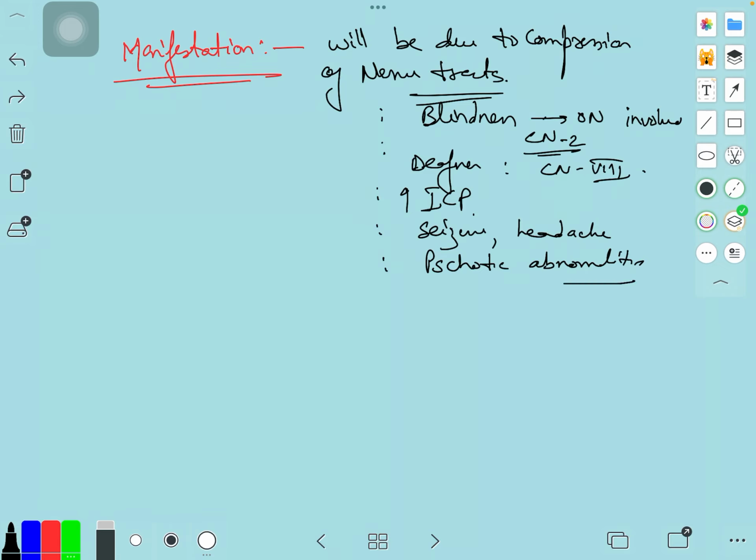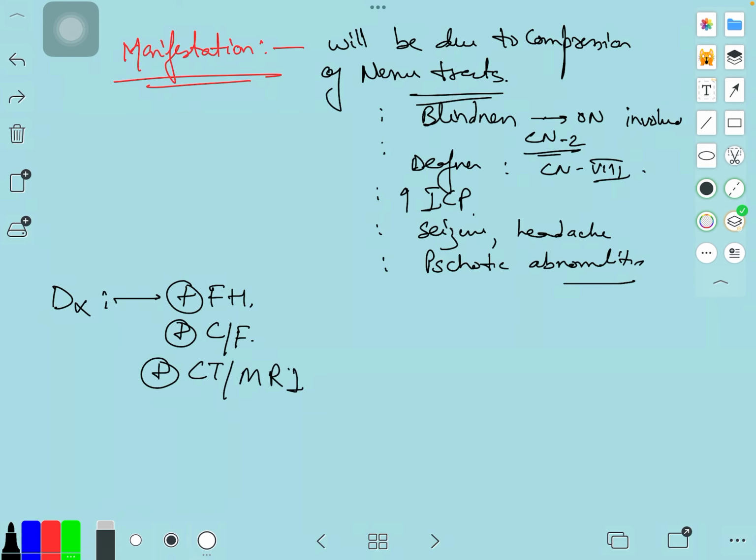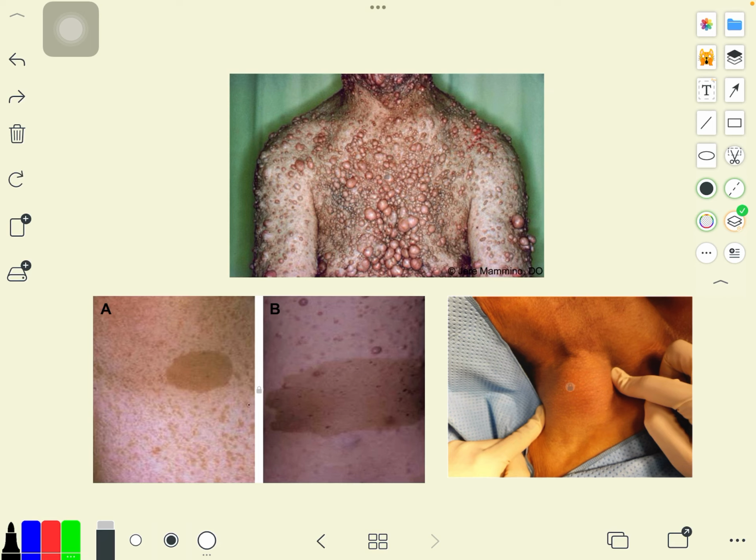Now, how to diagnose it? Diagnosing is again kind of easy. There will be positive family history. There can be positive clinical features, which we already discussed. Then we can also do some imaging, CT and an MRI, to check for the CNS tumors alongside the clinical features, plus physical features must be present. Okay, let's see the next picture.